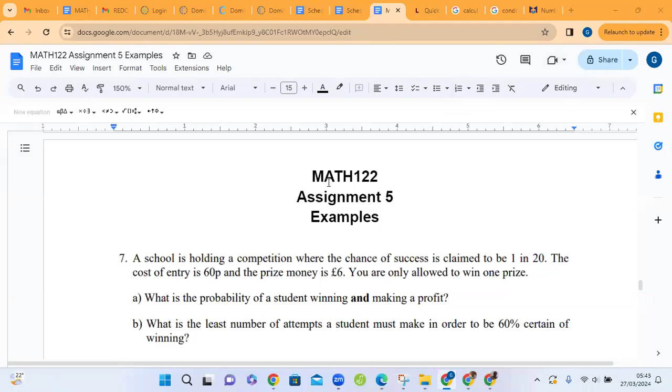This presentation concerns number 7 in assignment 5. We are going to make an example thereof, and the topic is geometric distribution. That's for Math 1 to 2.